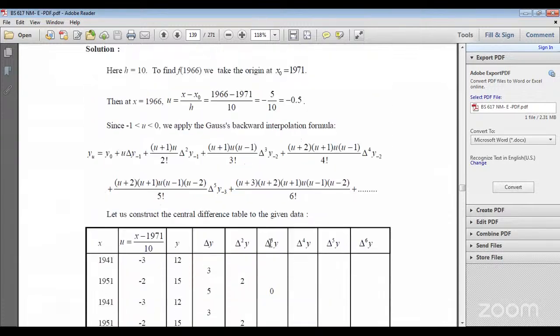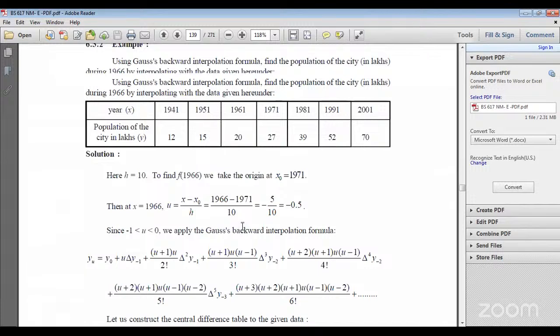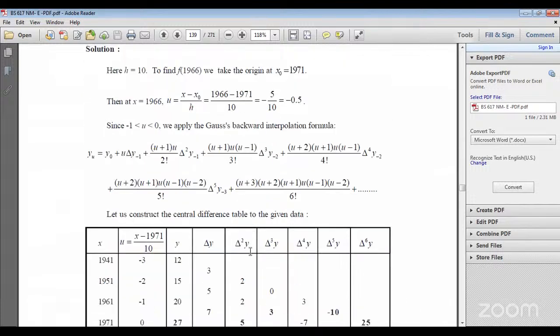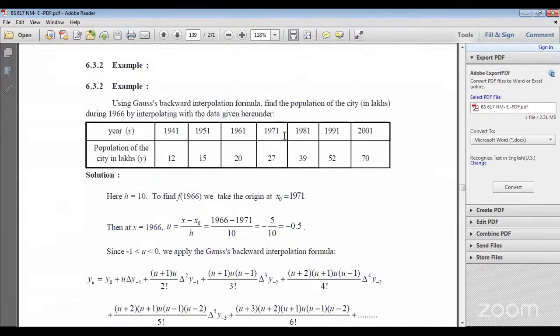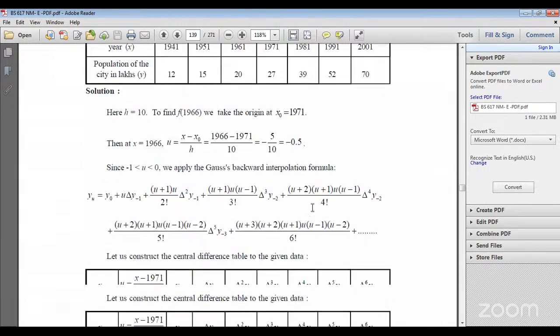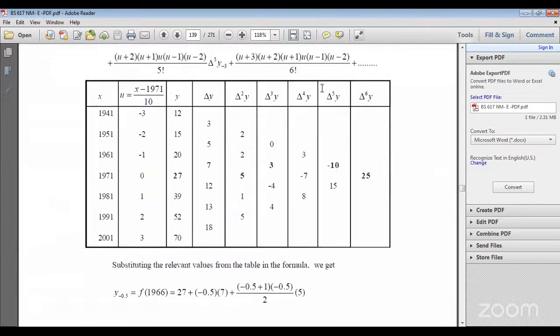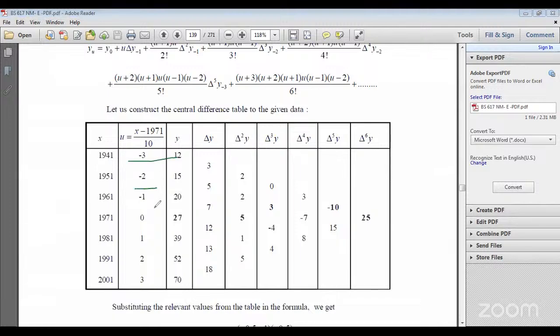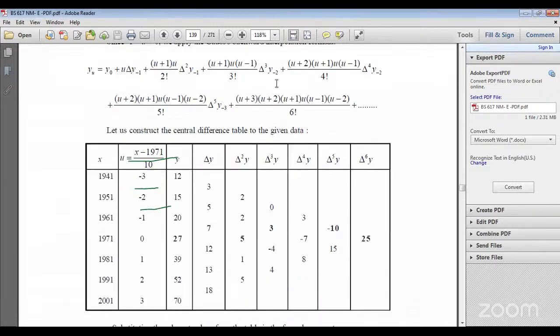The values I'm taking are 1941, 1951, 1961, 1971, 1981, 1991, 2001, that is 12, 15, 20, 27, 39, 52, 70. I'm taking the center of the values, so 1971 is the center point, which is 0. Then minus 3, minus 2, minus 1, 0, 1, 2, 3. So I'm taking the values here: 12, 15, 20, 27, 39, 52, 70.